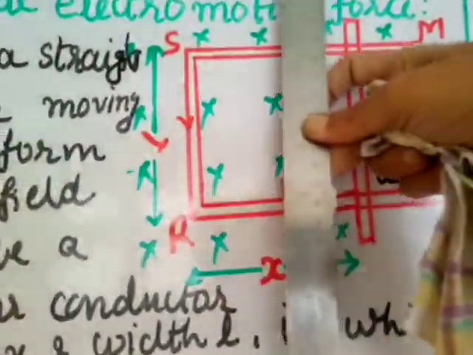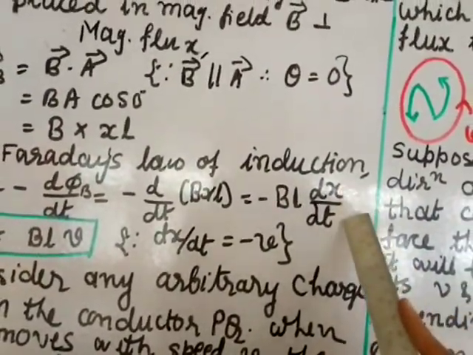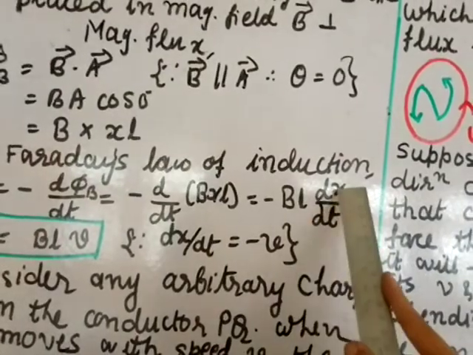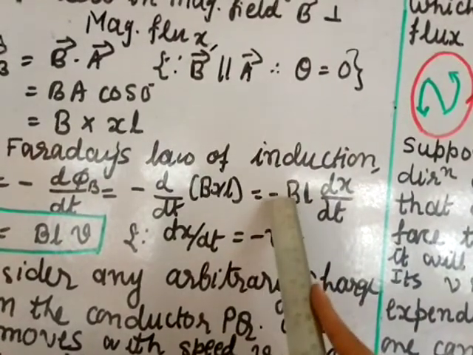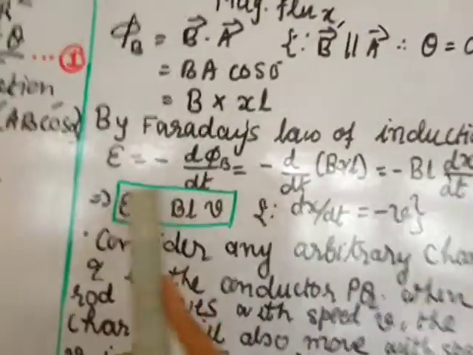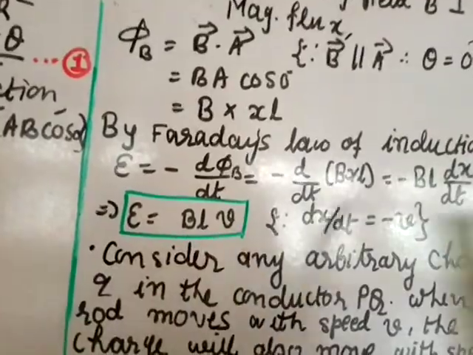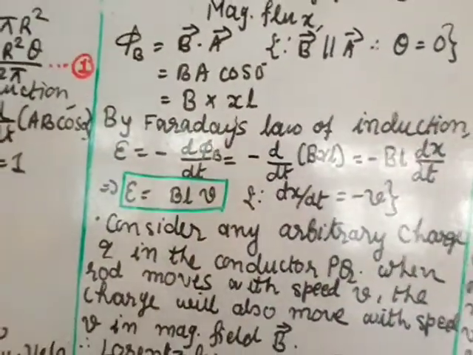When the rod moves like this, x becomes smaller and smaller. So write dx by dt. But this is change in distance with respect to time, which gives you the velocity. You take dx by dt as minus v. So when you put minus v, minus and minus gives plus, BLv. I have written here, E is equal to BLv, and this is the formula for motional electromotive force or motional EMF.